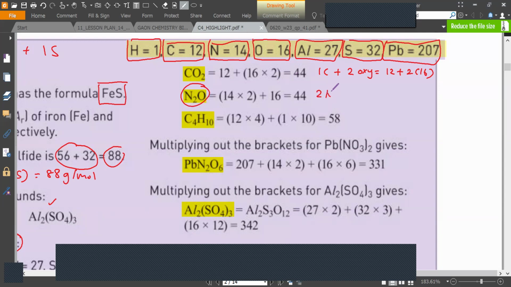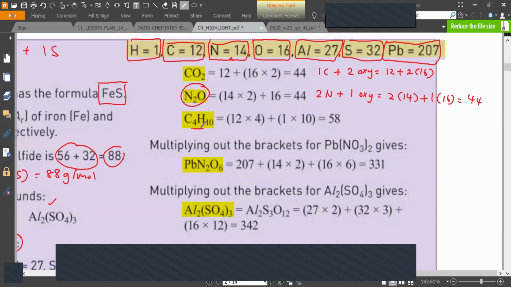N2O, 2 nitrogen plus 1 oxygen. So 2 times nitrogen, which is 14, plus 1 oxygen. Oxygen is 16. So just like that, that will give us 44.